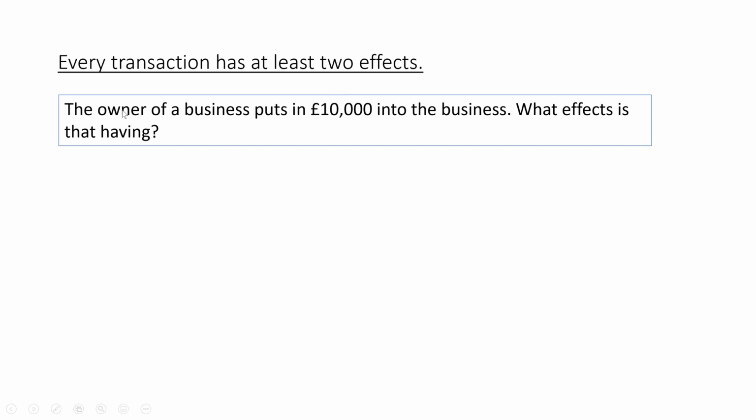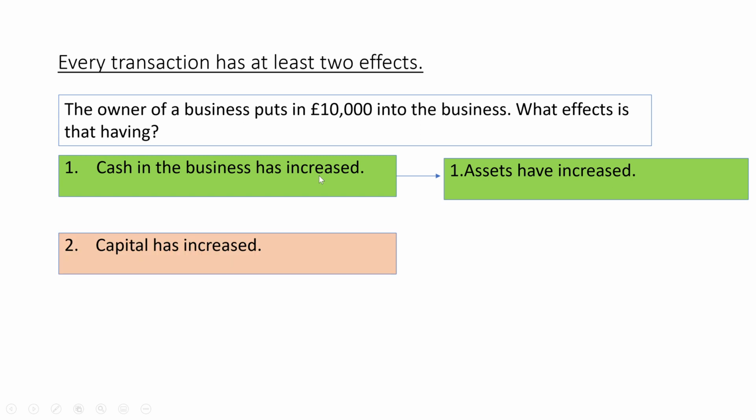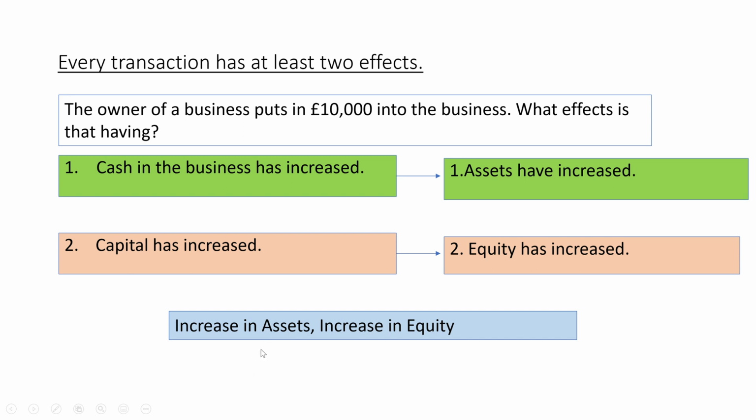For example, if an owner of a business puts in £10,000 into the business, this is having multiple effects. Let's see what the effects are. So if he's putting in money, cash in the business is increasing, so that's increasing assets. He's also increasing capital, because the fact that he's funding the business is increasing his interest in it, and therefore equity is increasing. So overall there are 2 effects: an increase in assets and an increase in equity.